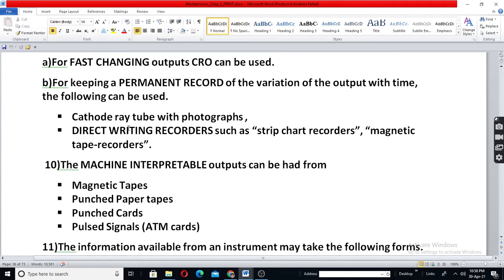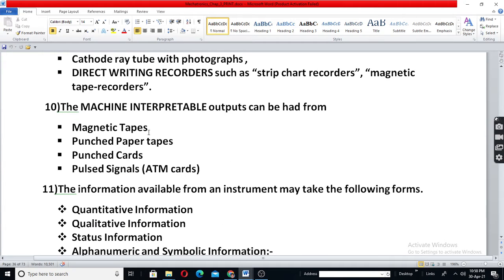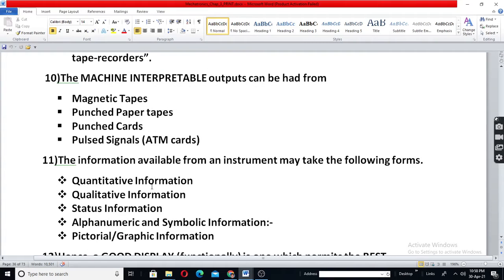Okay, and then outputs can be in the form of, say, magnetic tape or punched paper tapes, punched cards. In ATM cards, you have pulse signals. You have a barcode there. So that's also an output form, an output device. Data is present there, which is read at some other place in some other machine.